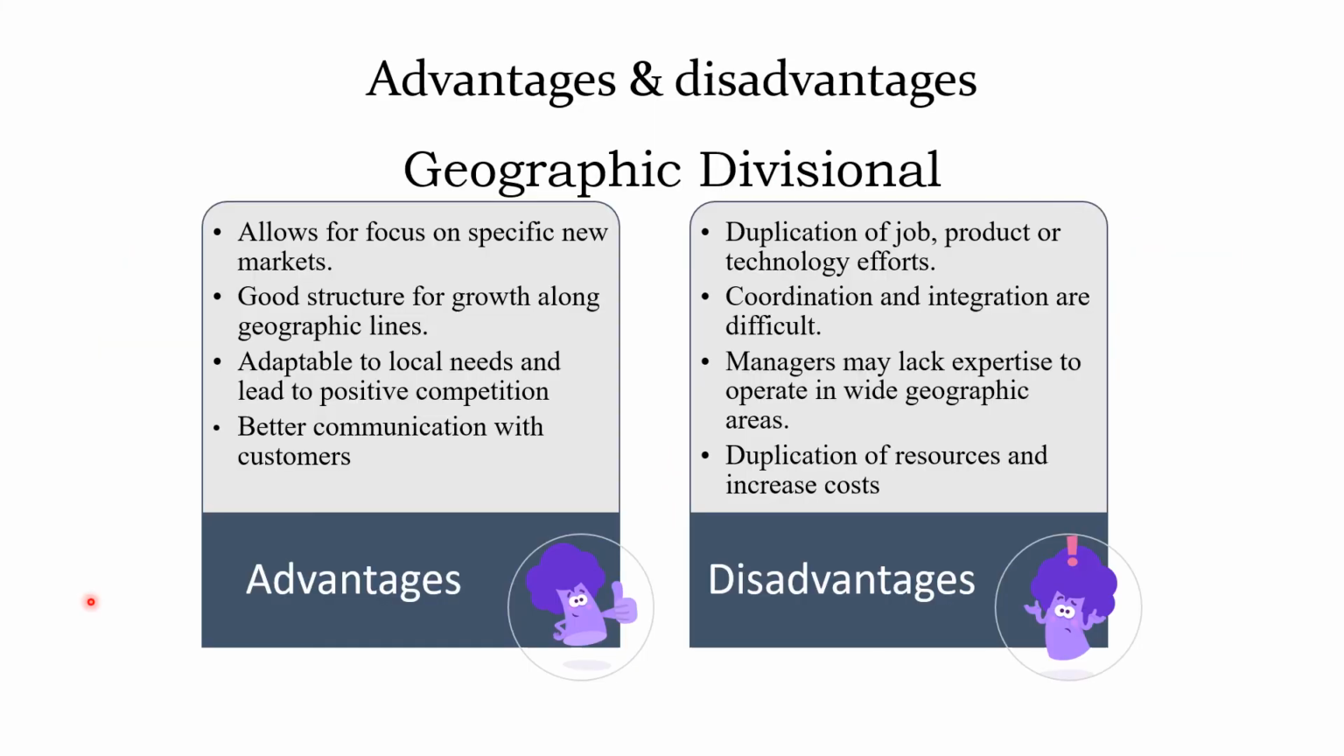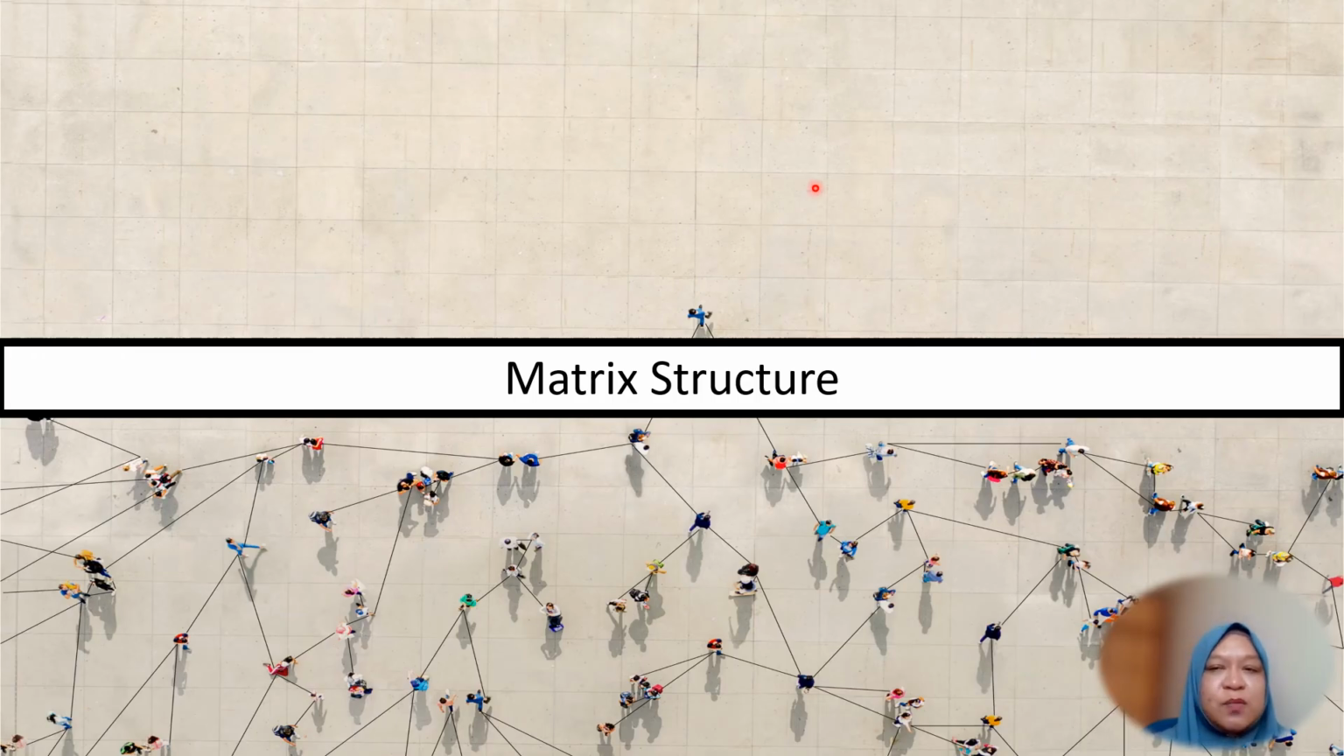The advantages, of course, is it will focus on the specific new market, so your markets will be specific for that area only. We'll have better communication with the customer, but of course the disadvantage is still the same, which is the duplication of resources. The next one we have is matrix structure.